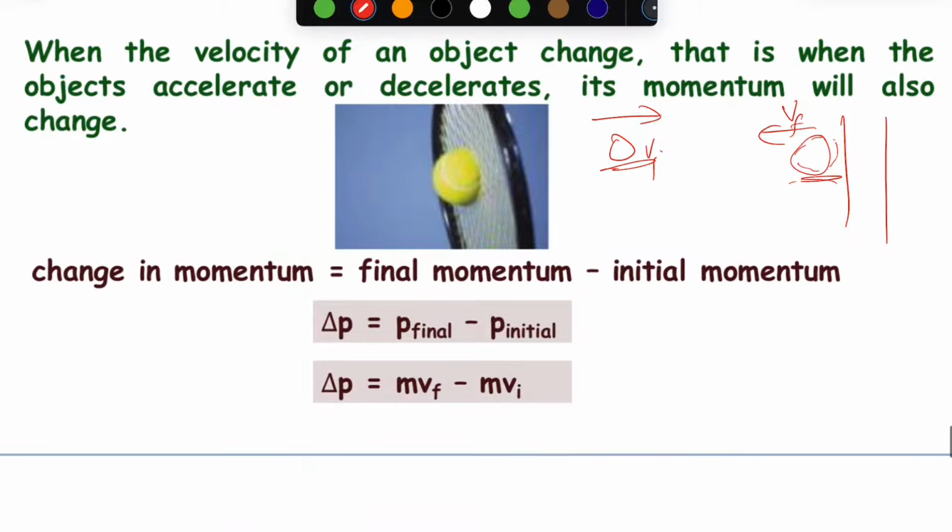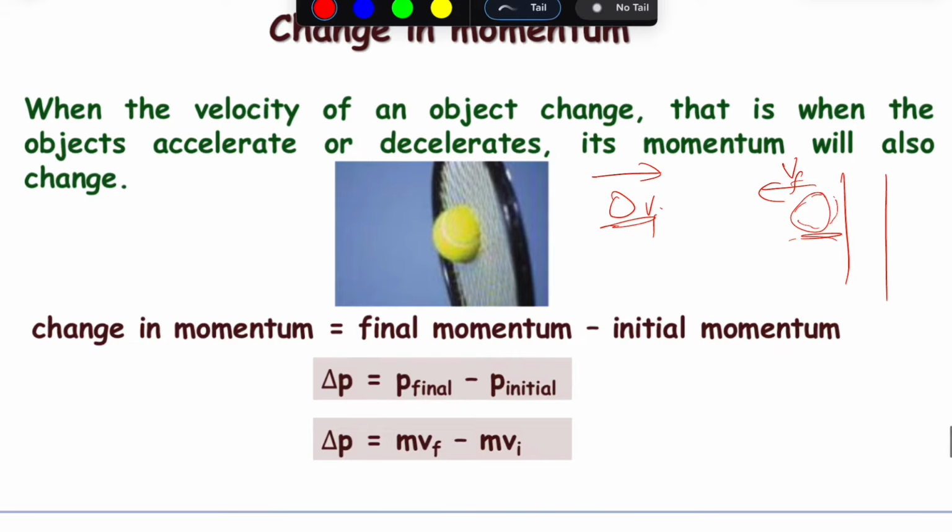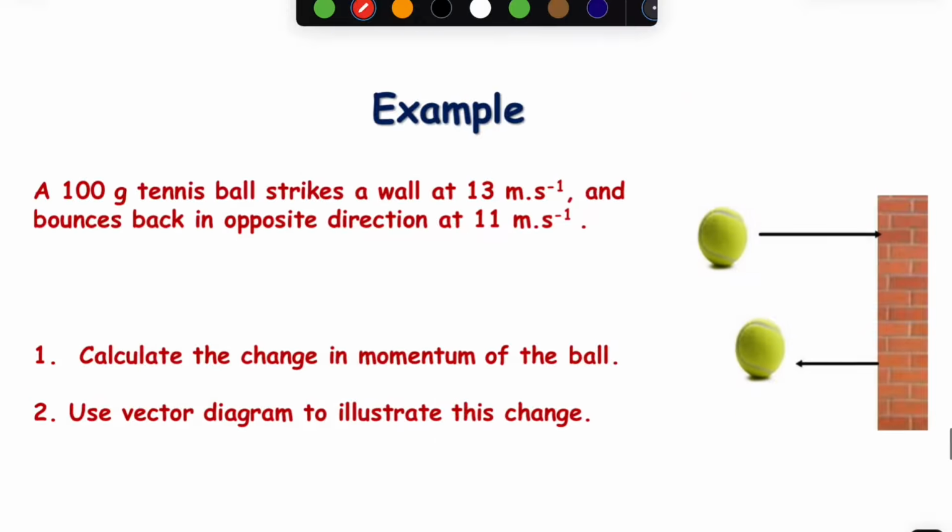Now the formula for a change in momentum: delta p for momentum. It's the momentum final minus the momentum initial. We know the formula of momentum is mv, so it's going to be mv final minus mv initial. You can shorten it and take m as a common factor. Right, let's look at an example.